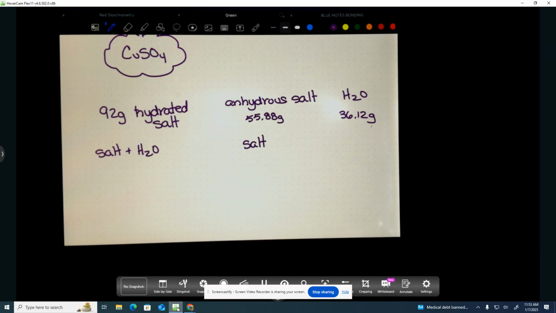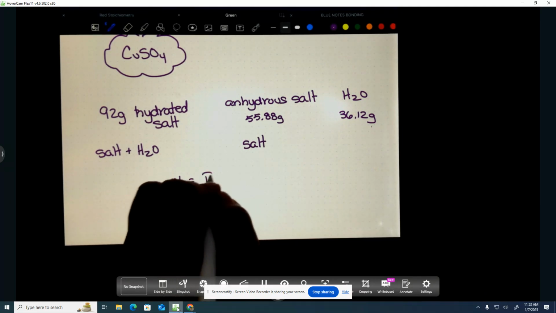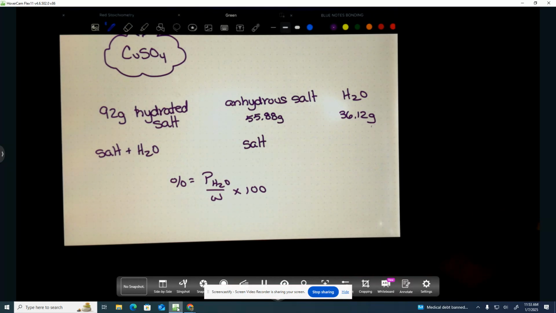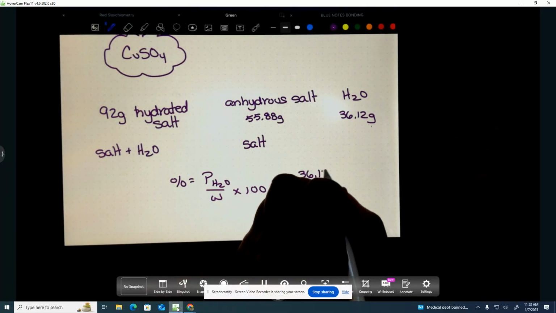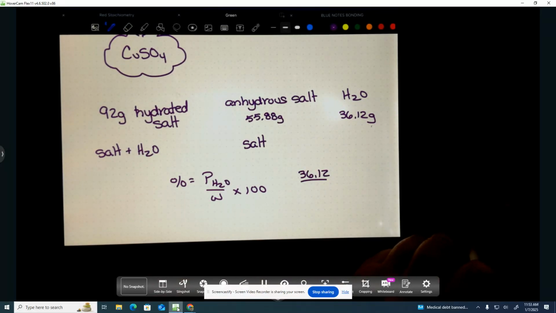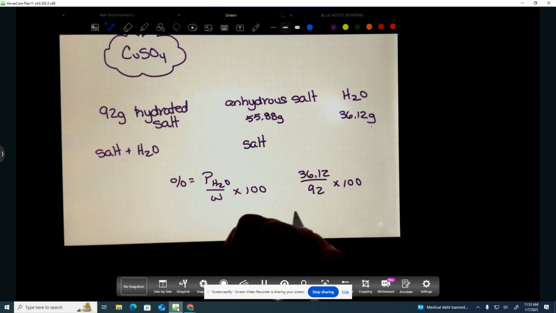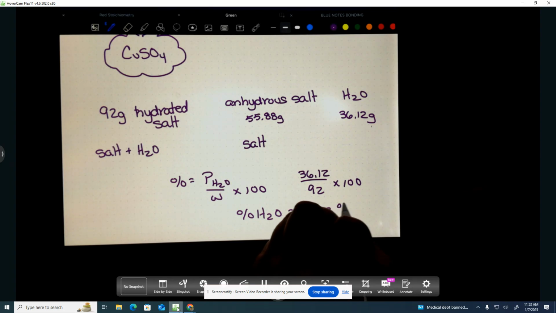36.12 divided by. No. What's the formula for percent? Part that's water over whole times 100. What part is the water? 36.12, right? And what's the whole thing weigh? 92. So what's the percent that's water? 39.3% water. Okay? Wow.